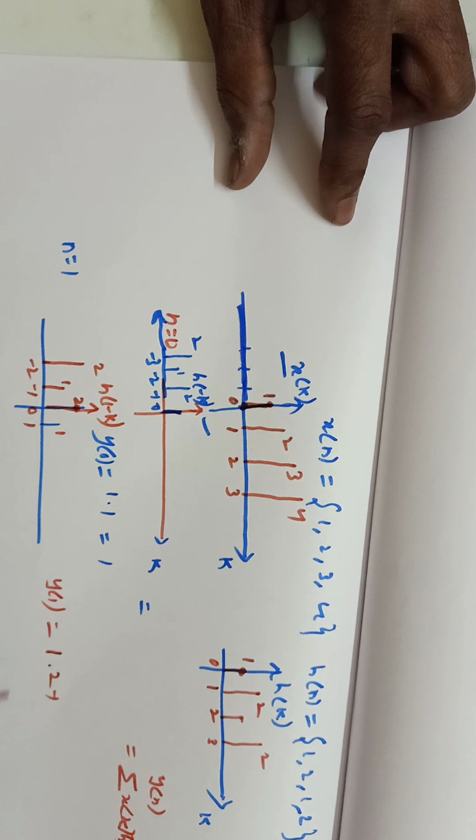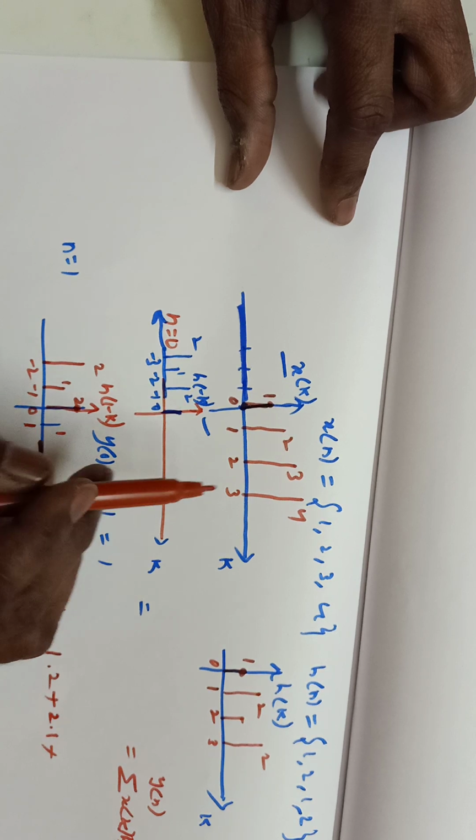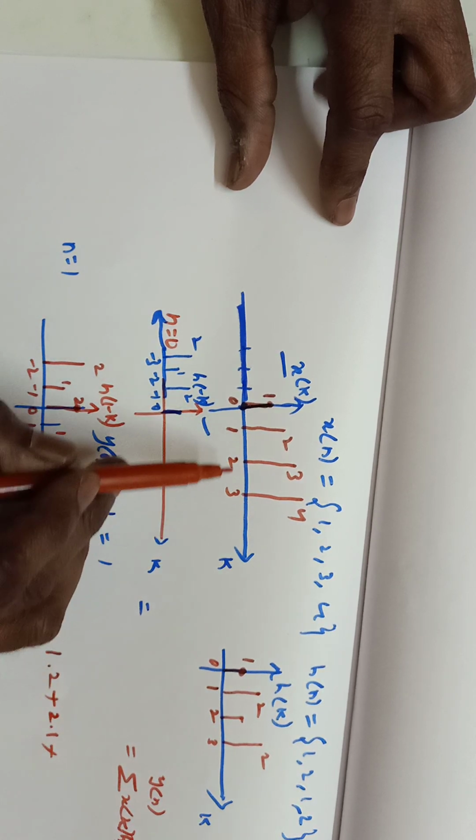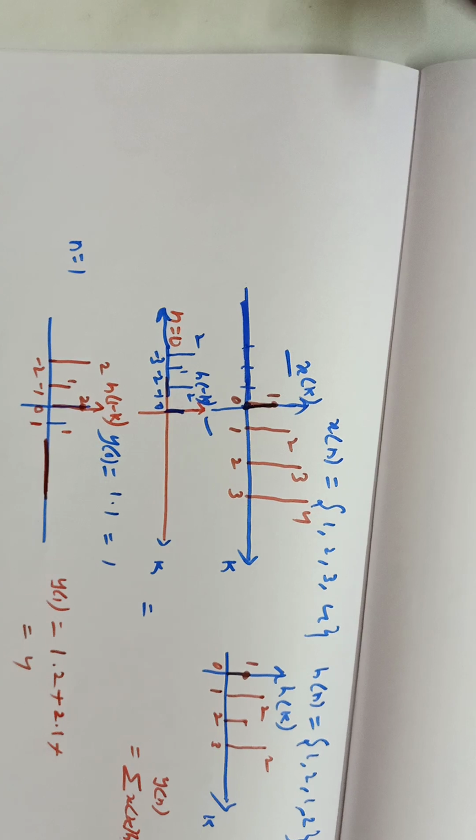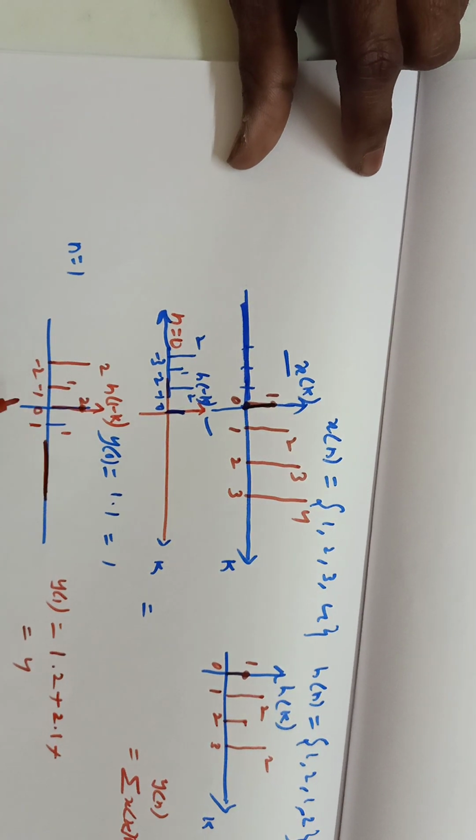1 into 2 plus, here at 1, the value is 2 in x of k, into, in h of 1 minus k, at n is equal to 1, the value is 1, plus, for remaining values, this will be 0 in h of 1 minus k, but in x of k some values are there. This value multiplied by 0 will get 0. So this is 4. The same values we got from the previous method also. So this is very simple.